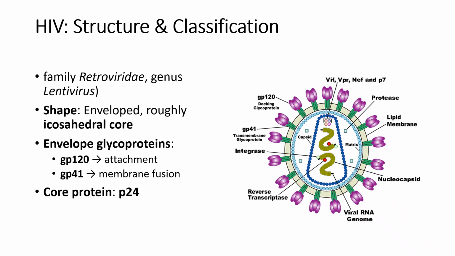Its shape is enveloped. It is roughly icosahedral. The envelope glycoproteins surrounding it are GP120, which helps in attachment to the host, and GP41, which helps in membrane fusion. There is an important core protein that is P24.